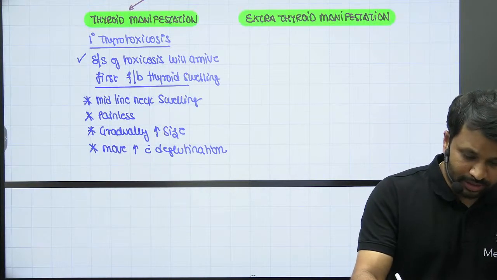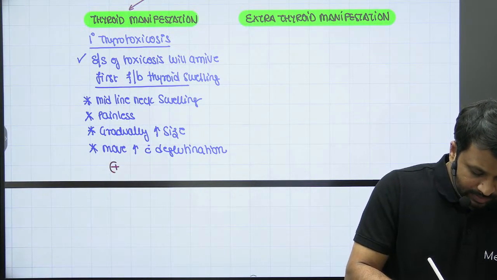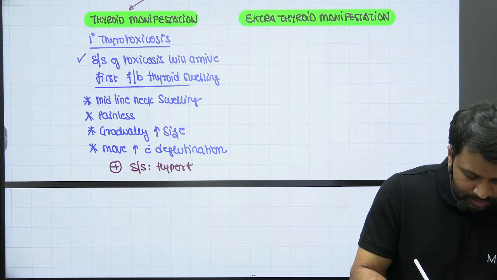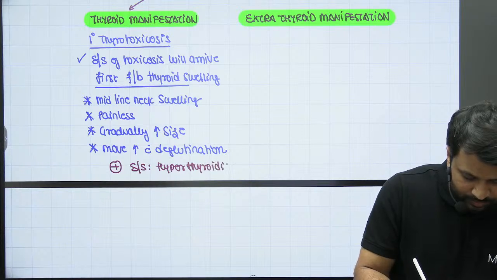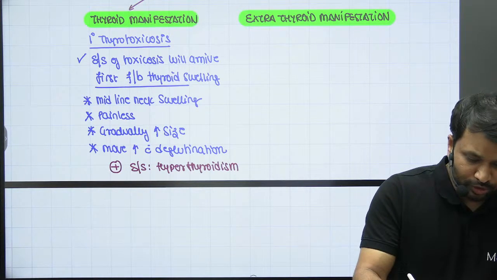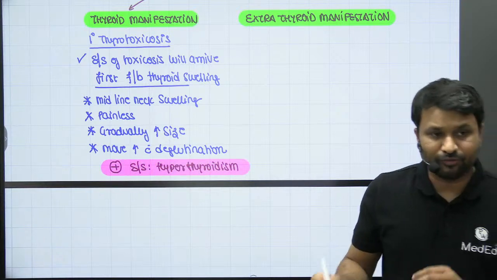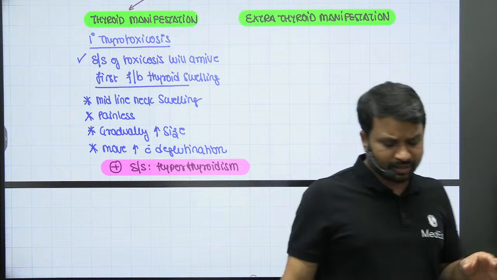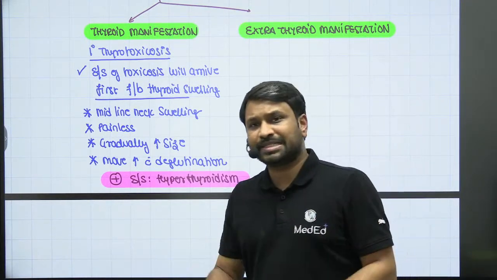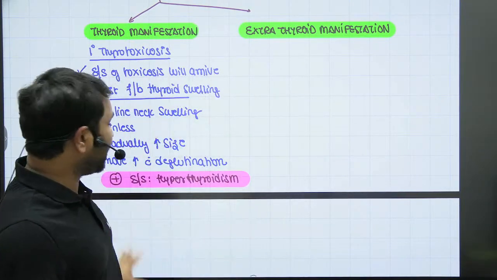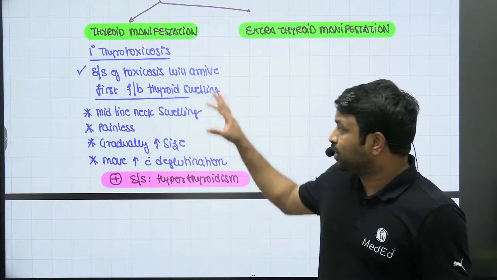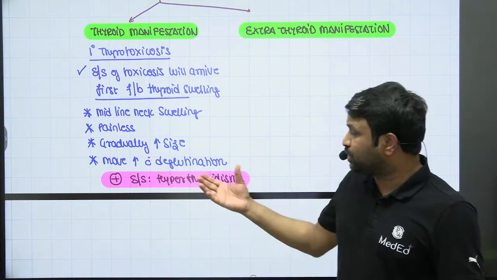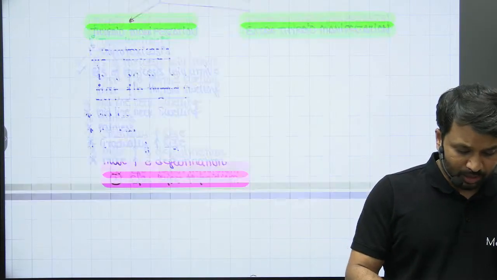Plus, more importantly, it will be associated with signs and symptoms of hyperthyroidism. You have a separate video on how to differentiate between the features suggestive of hypo and hyperthyroidism. I have recorded that video separately. You can go and have a look at it. For now, remember there will be symptoms of hyperthyroidism also, but from the thyroid's objective, you will see all these presentations. There will be swelling, it will be painless, gradually increasing in size, moving upwards with deglutition. It is going to have a hyperthyroid status.